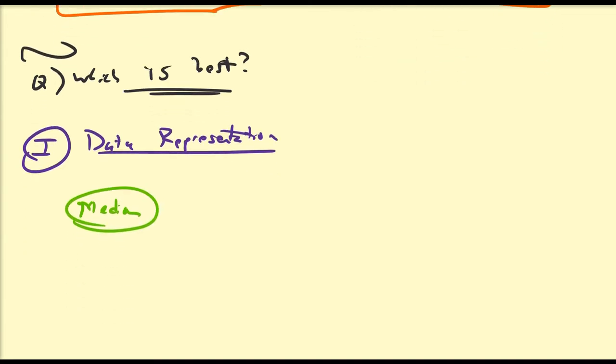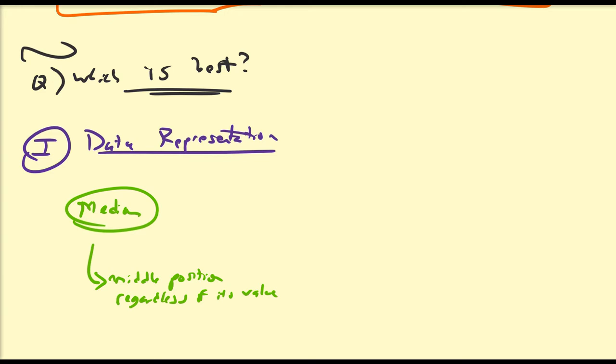So why is the median the worst in terms of data representation? Because we're only concerned with the middle position regardless of its value. So we can change all of the other values around the median, and as long as they're still listed from least to greatest, the median will not change. And that's problematic.